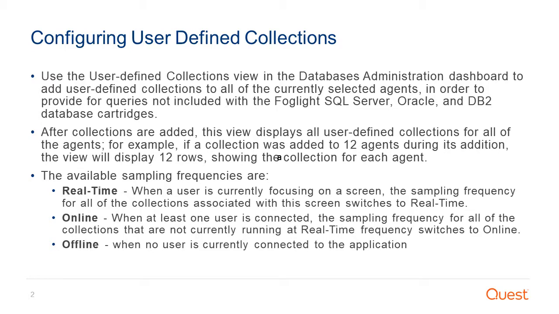This view is also used for configuring the sampling frequency for each collection. The available sampling frequencies are real-time, when a user is currently focusing on a screen, the sampling frequency for all of the collections associated with the screen switches to real-time; online, when at least one user is connected, the sampling frequency for all of the collections that are not currently running at a real-time frequency switches to online; and offline, when no user is currently connected to the application.